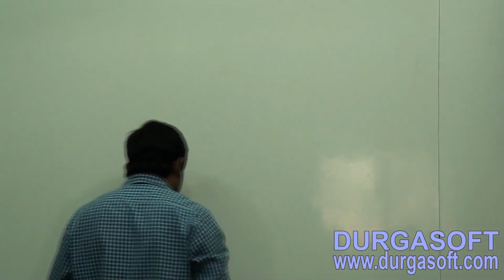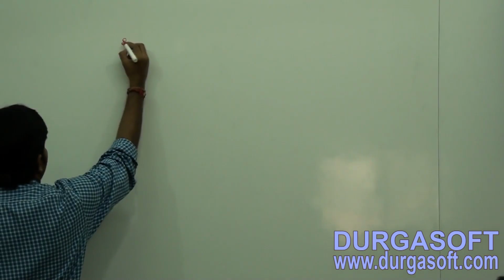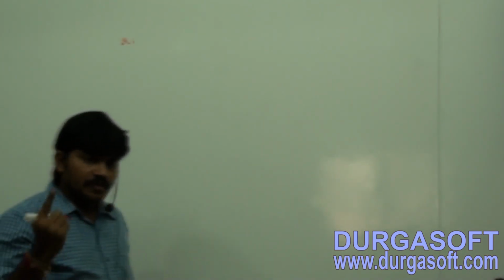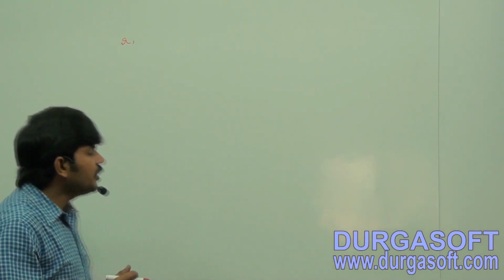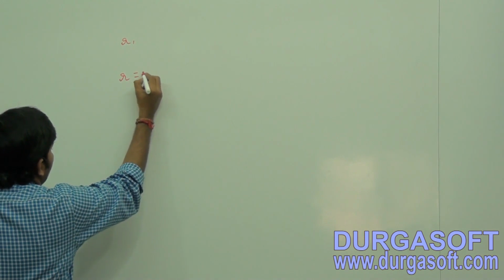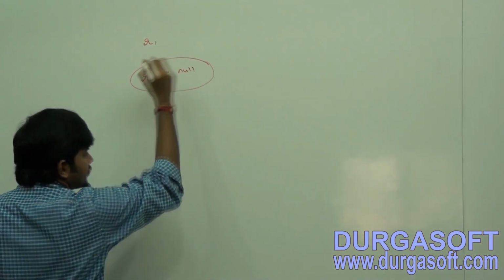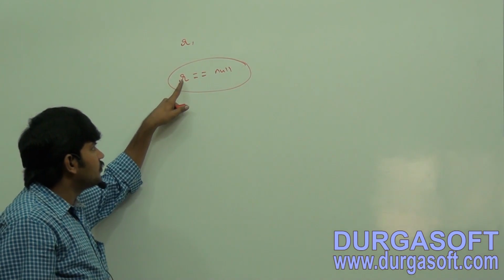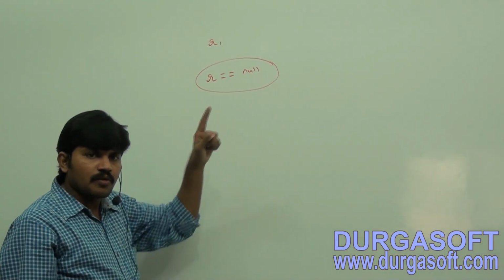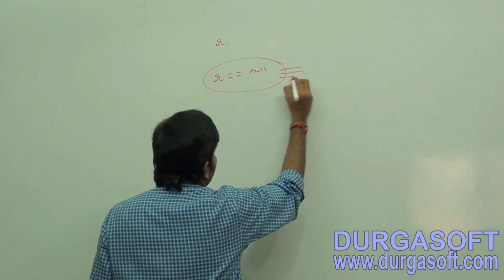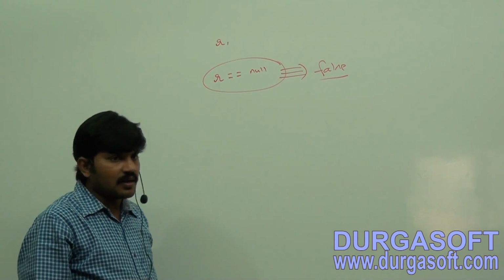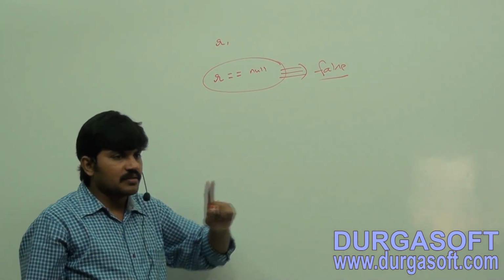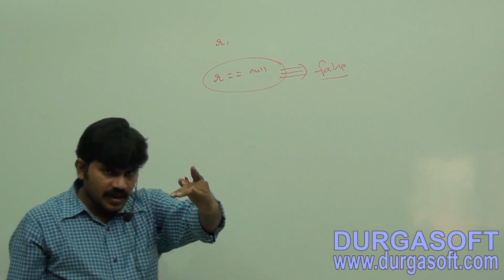Now the last point about equality operators. For any object reference r, it may be a thread object or string type, any object, if we compare the object reference with null, r == null, the result is always false. For any object reference r, r == null, the result is always what? False.